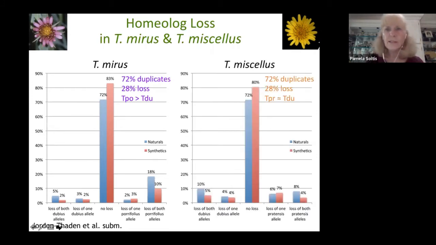We see almost identical results in Tragopogon miscellus. Again, 72% of the loci are duplicated, so 28% were lost, or show loss of one parental copy or the other. In this case, the pratensis and dubious losses are about equivalent, whereas in mirus, there were more cases of porphyrious parental loss than dubious loss.